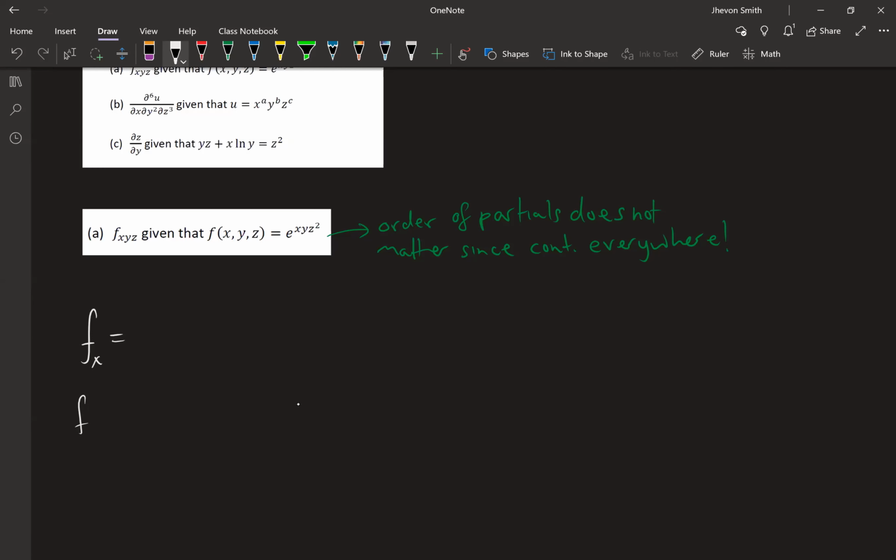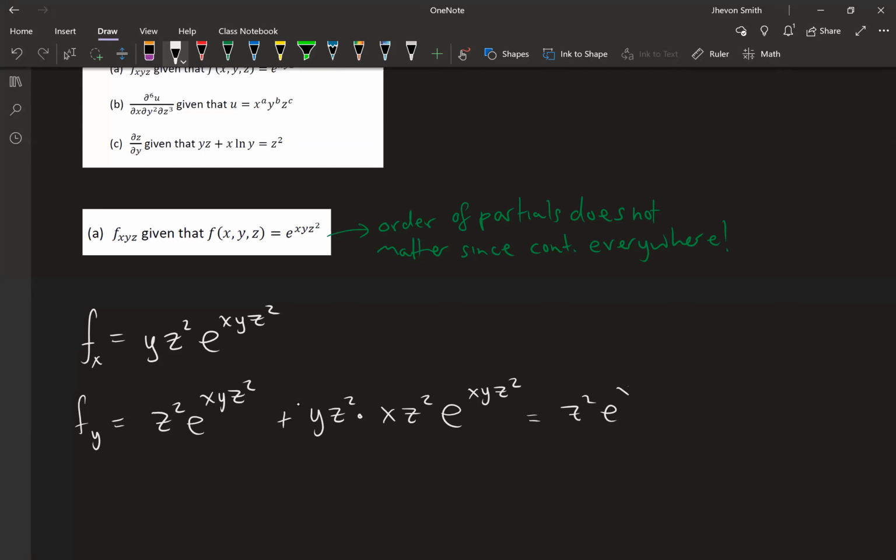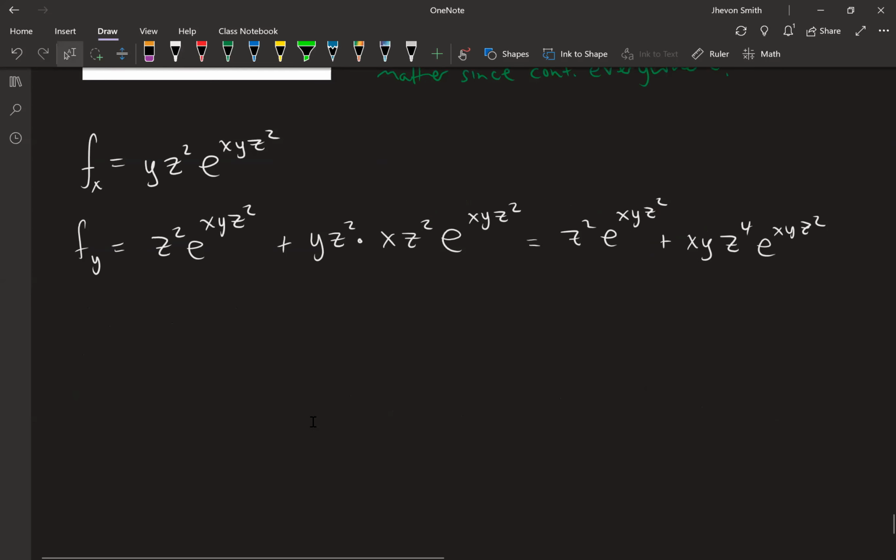So partial with respect to x, multiplied by the derivative of the power times the original function. Partial with respect to y, we're going to need now the product rule because there's a y out here and there's a y in the power. So you differentiate the y, leave everyone else, plus you leave the yz squared, and then differentiate the exponential. So this is z squared e to the xyz squared plus xyz to the fourth e to the xyz squared. And you could factor out a common e to the xyz squared if you wanted to.